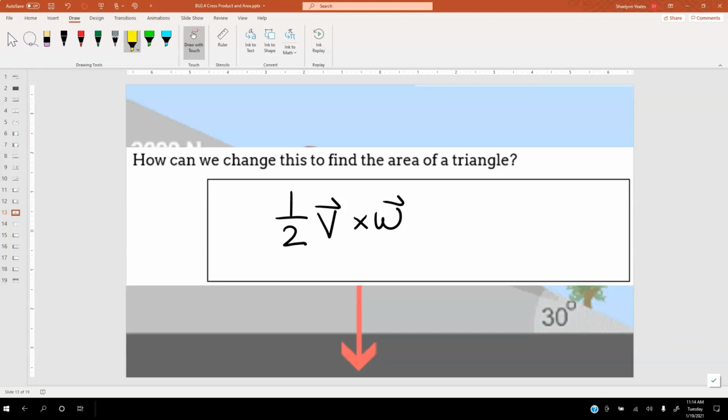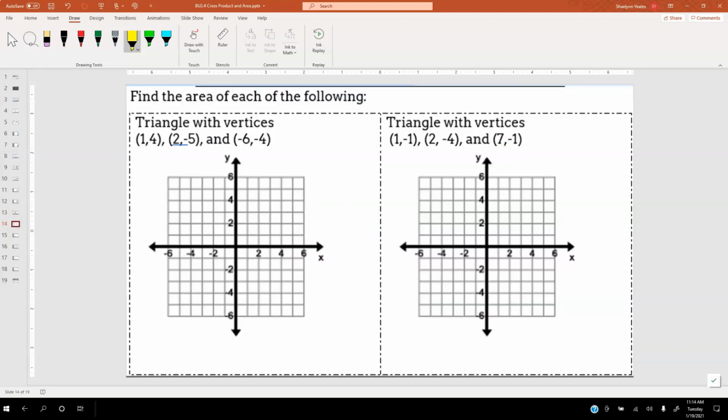This is the only difference between a parallelogram area and a triangle area, because we can double a triangle and create a parallelogram. That's the biggest reason why. So we're going to find the area of each of the following. We're given a triangle. We're going to go over 1, up 4. Then over 2, down 5. Then left 6, down 4. So here's my triangle. We're going to find the area of this triangle using cross products.